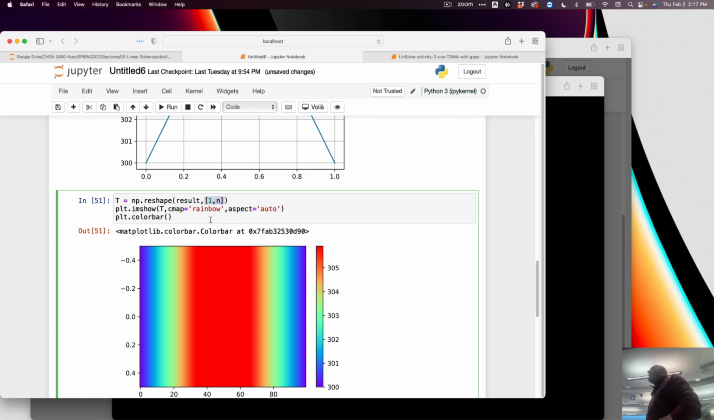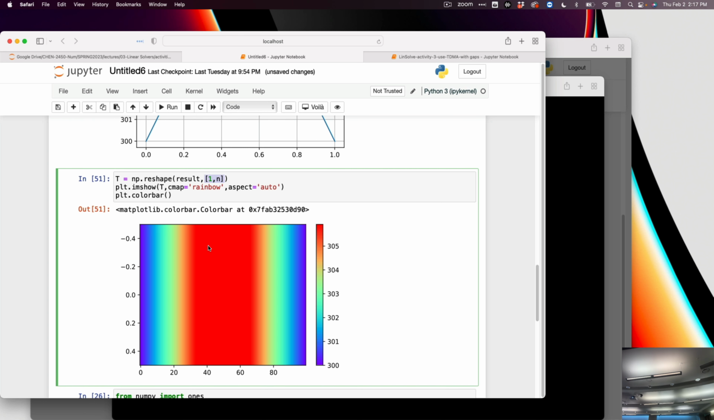Kelvin. The x-axis, okay, no, yes, great question. Thank you so much. So this is not the location on the rod. This is the index of the point. We have 100 points. So great catch. Thank you.